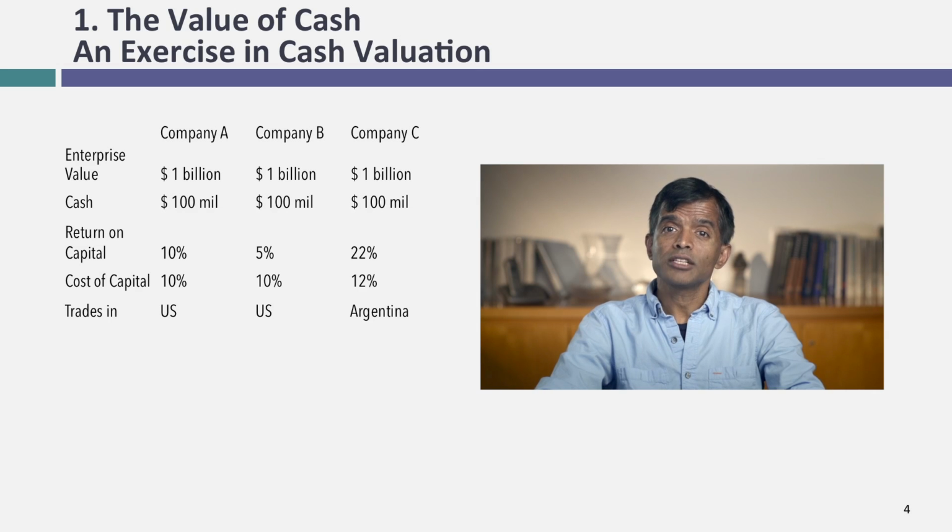A company like that, cash is a neutral asset. $100 million in cash is worth $100 million. So that was easy. Which of these companies would you put a discount on the cash? Again, think about it. I'll give you a minute. I think it's going to be Company B, and here's why.